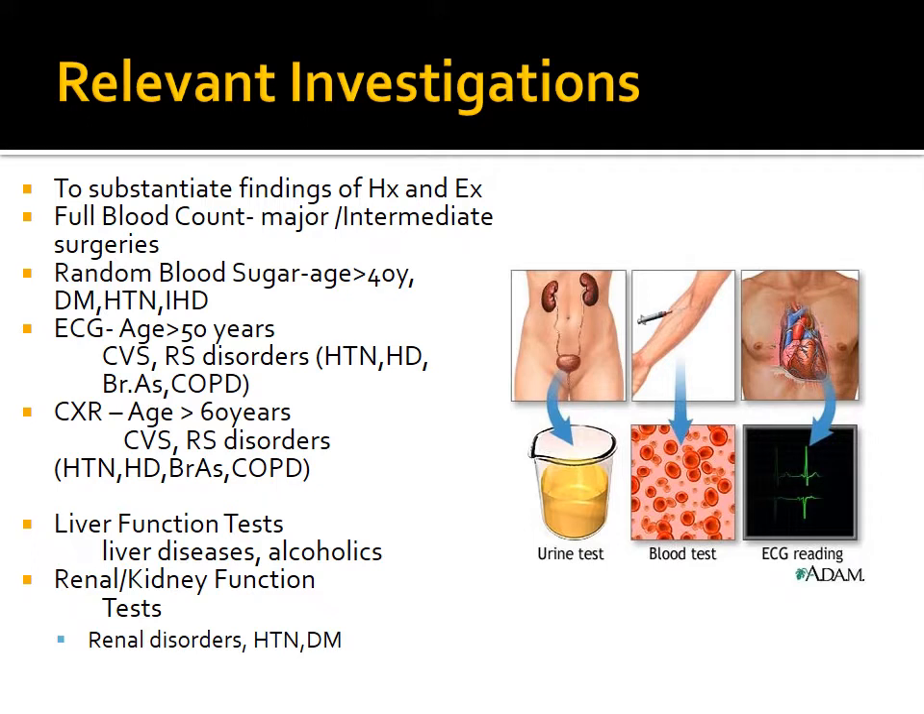Then ECG, electrocardiogram. It's an investigation to see largely whether there's cardiac disease. So we generally do it on patients above the age of 50 years, because that is the time you generally start getting heart diseases like ischemic heart disease, cardiac failure, degenerative valvular diseases, and things like that. So it's important to do a cardiovascular examination and an ECG in patients with a history or examination findings suggestive of a cardiovascular system disease or respiratory system disease.